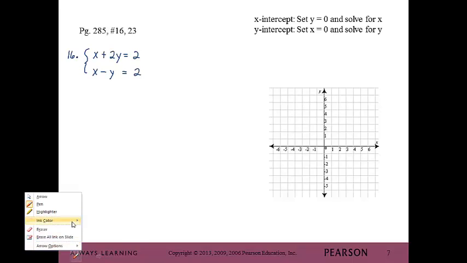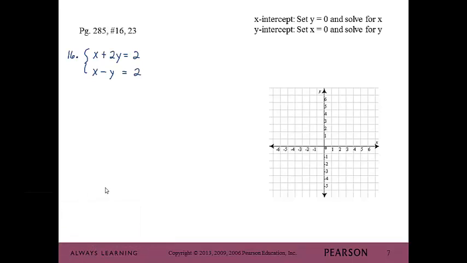Now recall the number of ways that you can actually graph a line. Since both equations are in the form ax plus by equals c, we're going to graph them using the x and y-intercept. Remember that the x-intercept is a point on the x-axis, and the y-intercept is a point on the y-axis. So let's start with the first equation, which is x plus 2y equals 2. And we're going to find the x-intercept, then the y-intercept.